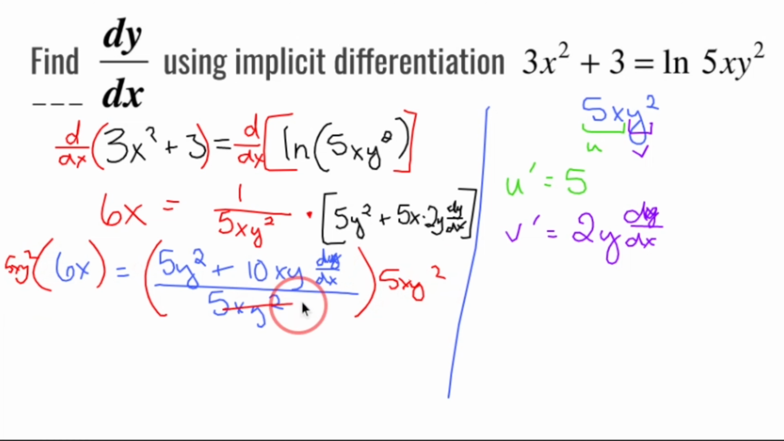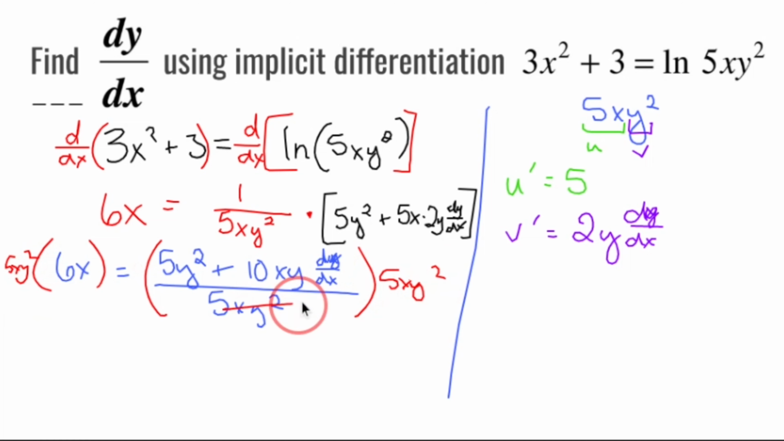10xy dy dx. All right, let me remove this mess over here so I can finish out the problem. I'm going to subtract 5y squared from both sides. So 30x squared y squared minus 5y squared equals 10xy dy dx. Last but not least, divide both sides by 10xy.